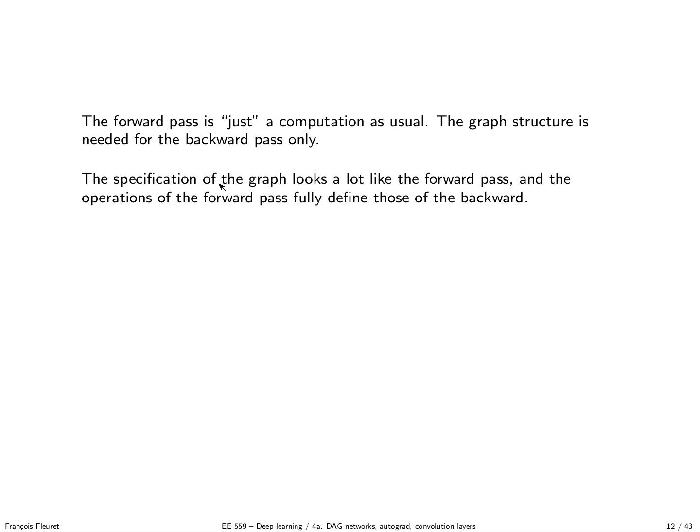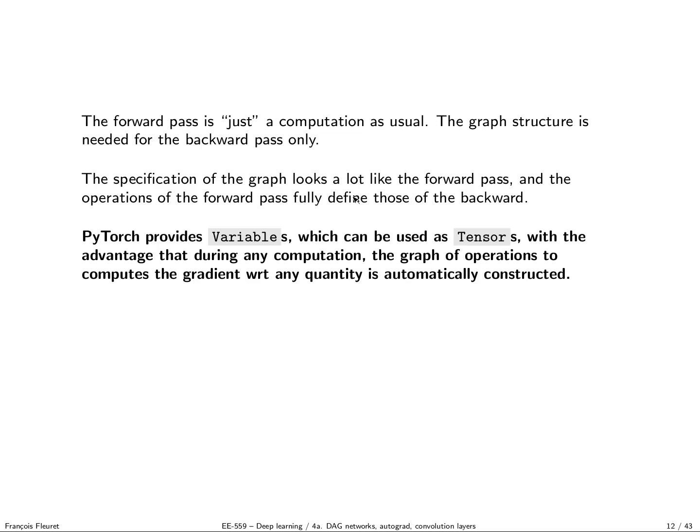The graph structure is actually needed only for the backward pass. So we have introduced all this graph thing to be able to see that the computation was described in this form, and that we could go back and spot what quantities depend on which one, and in which order the backward should be done. To summarize, the specification of the graph looks a lot like the forward pass, and the operations of the forward pass fully define those of the backward. So if I tell you I do this, and then I compute this, and then that, you could take note with a piece of paper of what I'm saying, and then you would be able to compute the derivatives, because we can compute derivatives. Precisely, AutoGrad is about this.